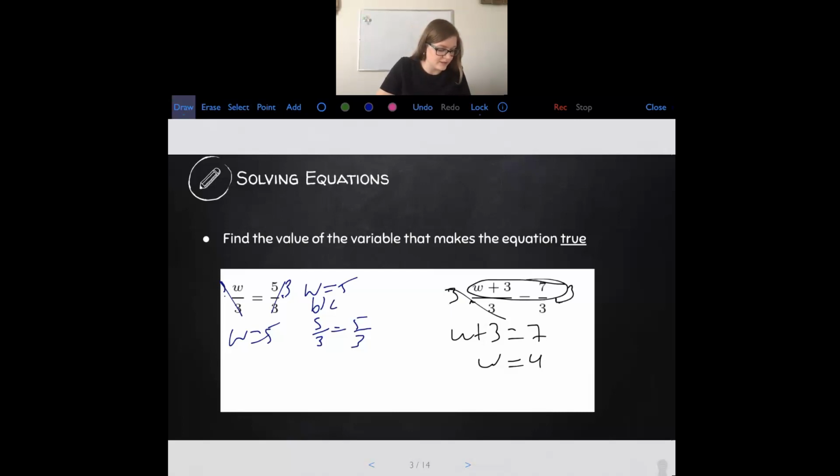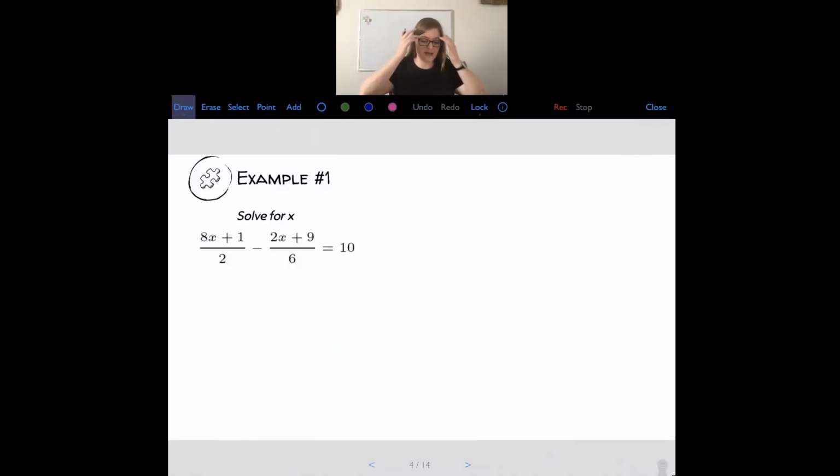Okay, so example 1, solve for x. So 8x plus 1 divided by 2 minus 2x plus 9 divided by 6 equals 10. So personally, when I'm dealing with equations that involve fractions, I like to make everything a fraction. So that means that this 10 is being divided by 1, or 10 over 1. The other thing I like to do is I like to take care of negatives out in front. This negative means negative 1 times 2x plus 9. So that negative is going to distribute to the entire numerator. Also, as I mentioned previously, when we have the same denominators, they can cancel out. And so that's going to be key for solving this type of problem.